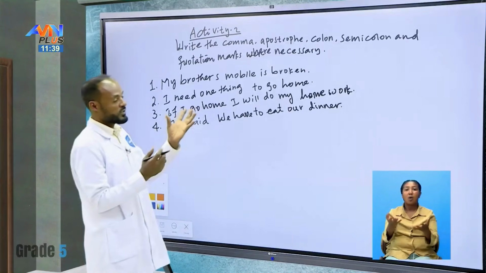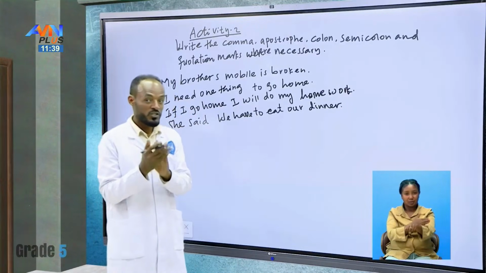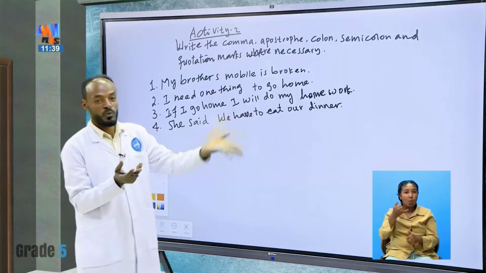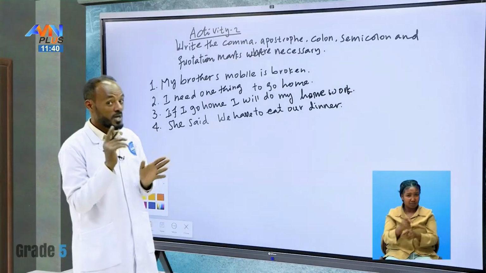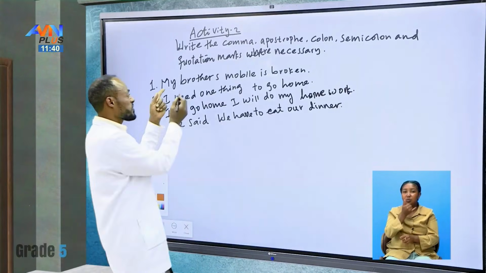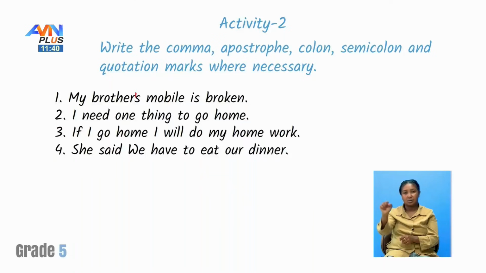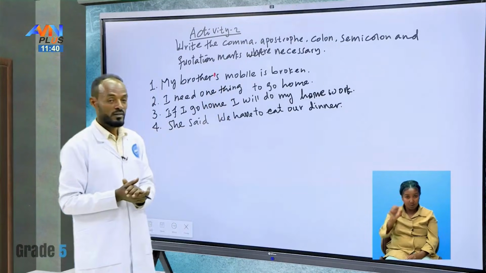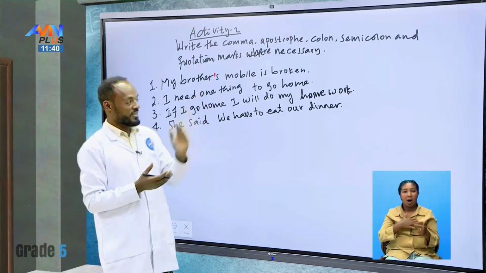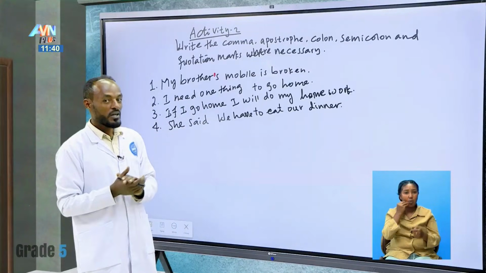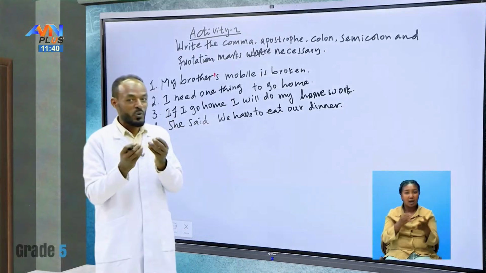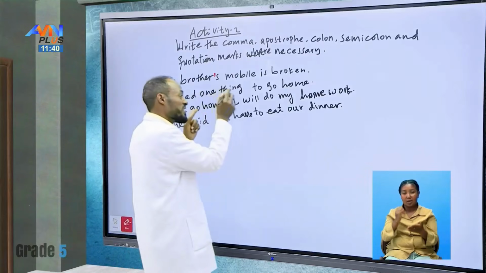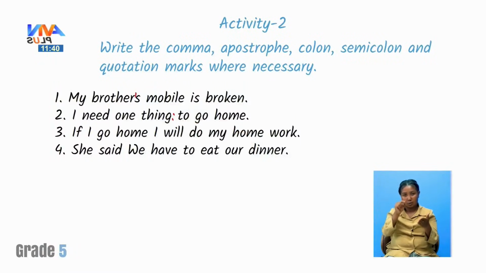So, now I want to give the correction. Check whether you are right or wrong. "My brother mobile is broken." Is this right? Something is wrong. Why? We have to put an apostrophe here. My brother's mobile is broken. What about the second one? "I need one thing, to go home." Here we're talking about an explanation or an example. So, "I need one thing" and we have to put a colon here.